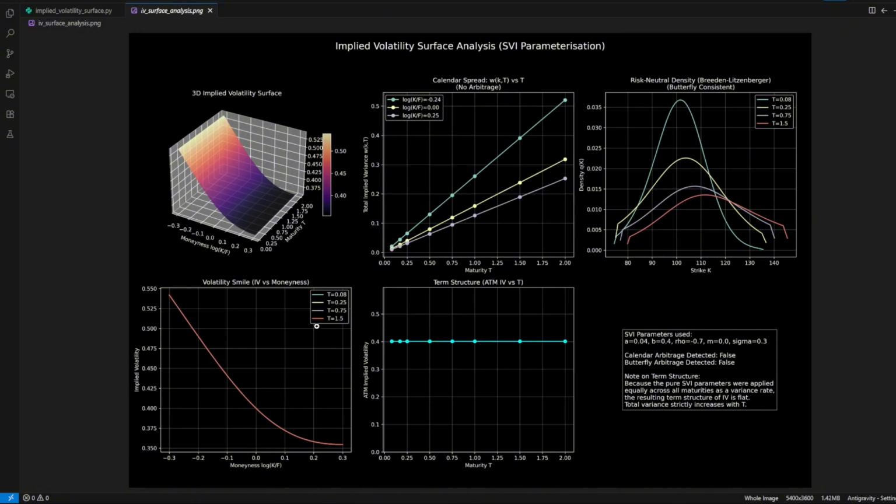For the volatility smile, it shows the 2D slice for the implied volatility against the log moneyness over time. So this highlights the baseline parameter assumption, plotting a flat line indicating constant implied volatility over maturity. Finally, the diagnostic console. So it outputs text indicating if any structural arbitrage was detected based on the finite difference checks.